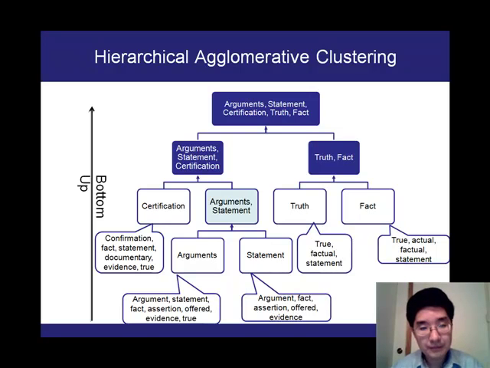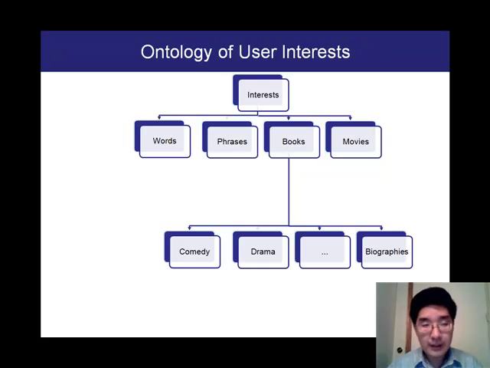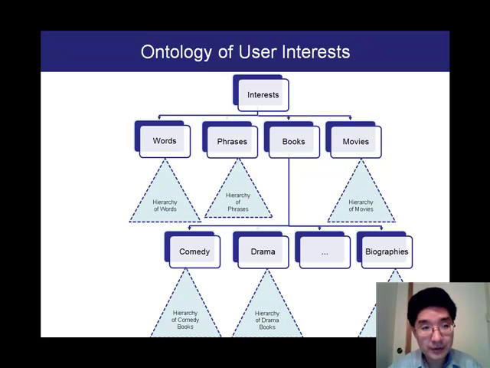or leaf keywords such as truth and fact, or evidence, factual, statement, and agglomerating them to form arguments and statement, then combining that with certification to form argument, statement, and certification, and then with truth and fact to form a master class of aspects of argumentation. So if we do this, we can actually drill down, as with online analytical processing, and actually expand the set of books into subgenres, and similarly with our hierarchy of words, phrases, movies, and then comedy books and each subcategory.